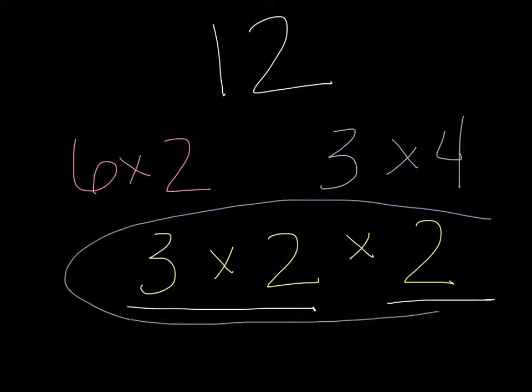3 times 2 times 2 is the prime factorization of 12, since all the factors are prime. The prime factorization of a number is the number written as the product of its prime factors.